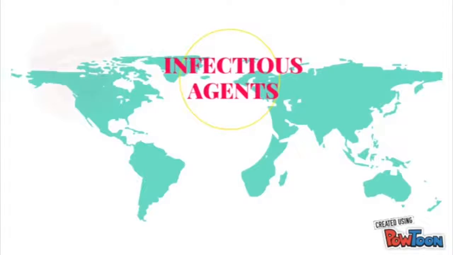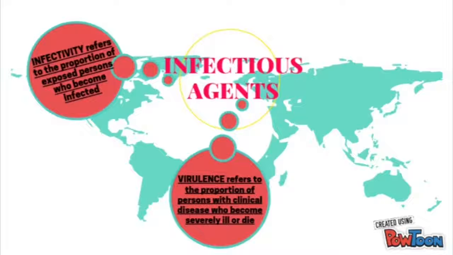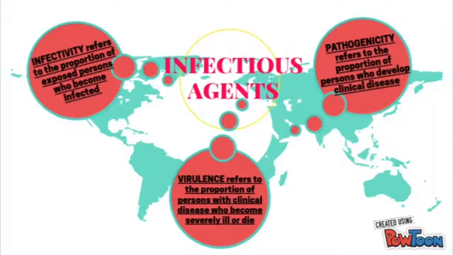Infectious agents. Infectivity refers to the proportion of exposed persons who become infected. Virulence refers to the proportion of persons with clinical disease who become severely ill or die. Pathogenicity refers to the proportion of persons who develop clinical disease.